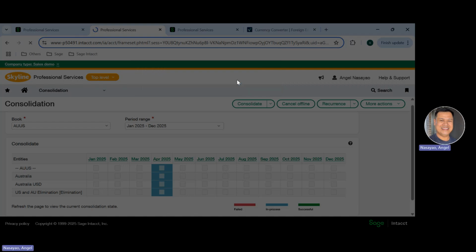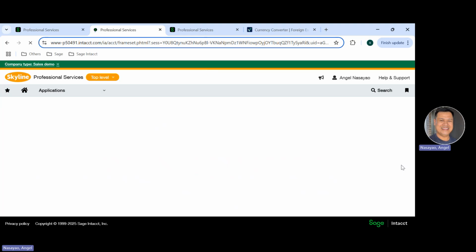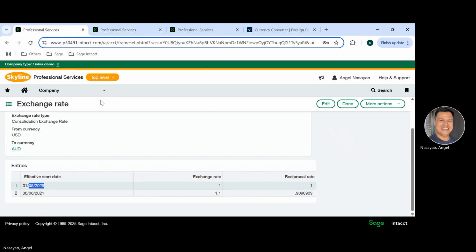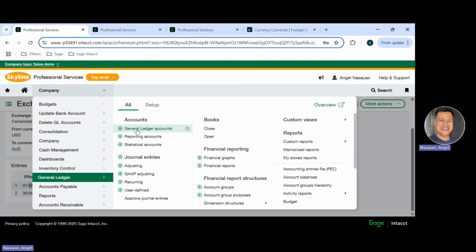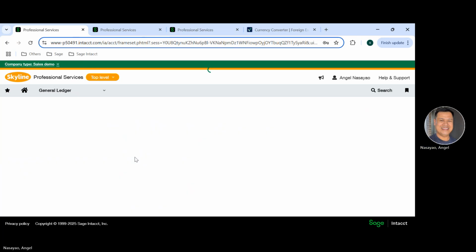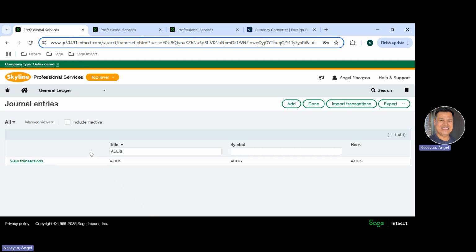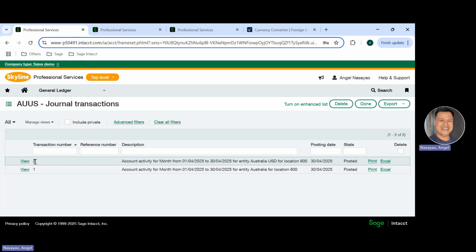Just refresh this one, and yep, I have been informed that it has been processed, so no error, which is good. So let me just open up that consolidation journal entry for 800 just to double check. So that should be the title of that.